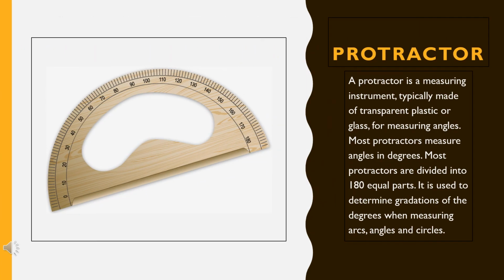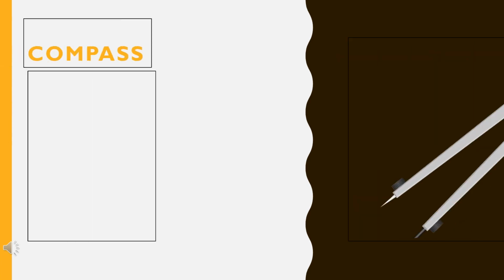Protractor. A protractor is a measuring instrument typically made of transparent plastic or glass for measuring angles. Most protractors measure angles in degrees. Most protractors are divided into 180 equal parts. It is used to determine gradations of the degrees when measuring arcs, angles, and circles.